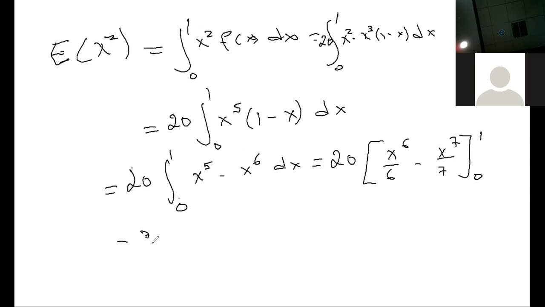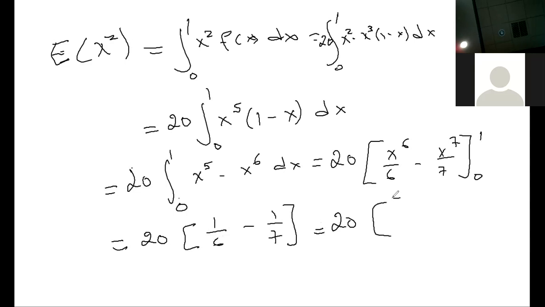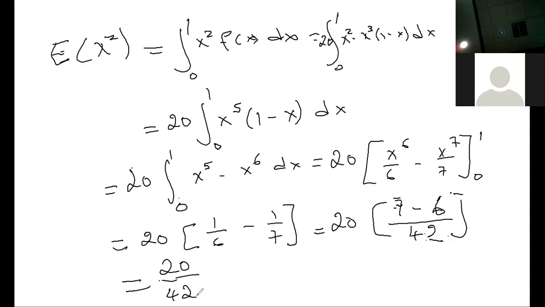So this is 20. It's equal to 20 times 1 over 6 minus 1 over 7, which is 7 minus 6 over 42, so 20 over 42. So this is E of x squared.